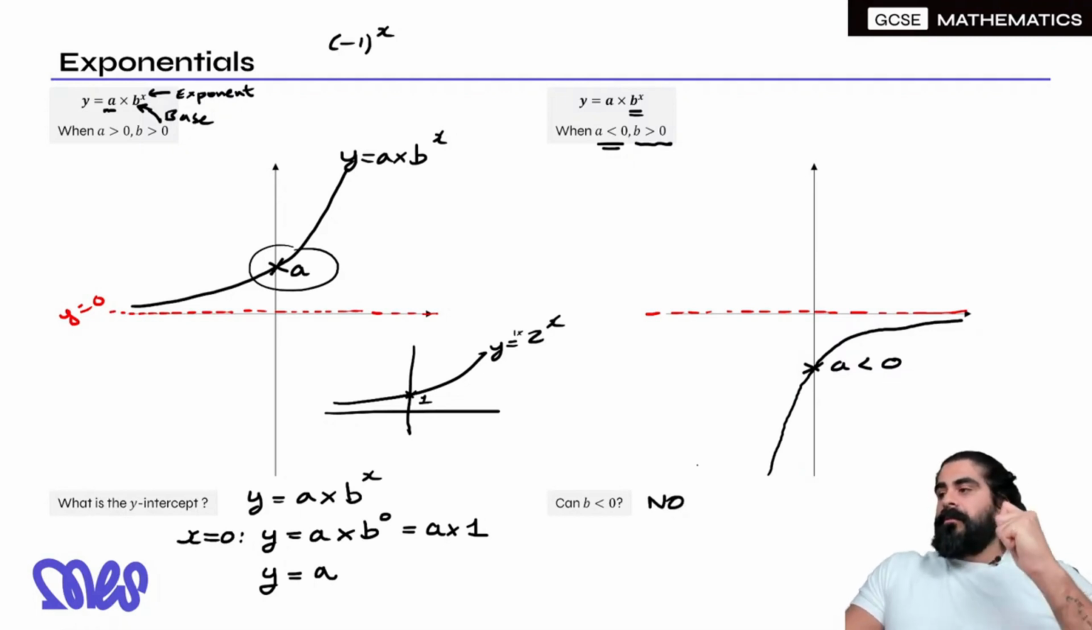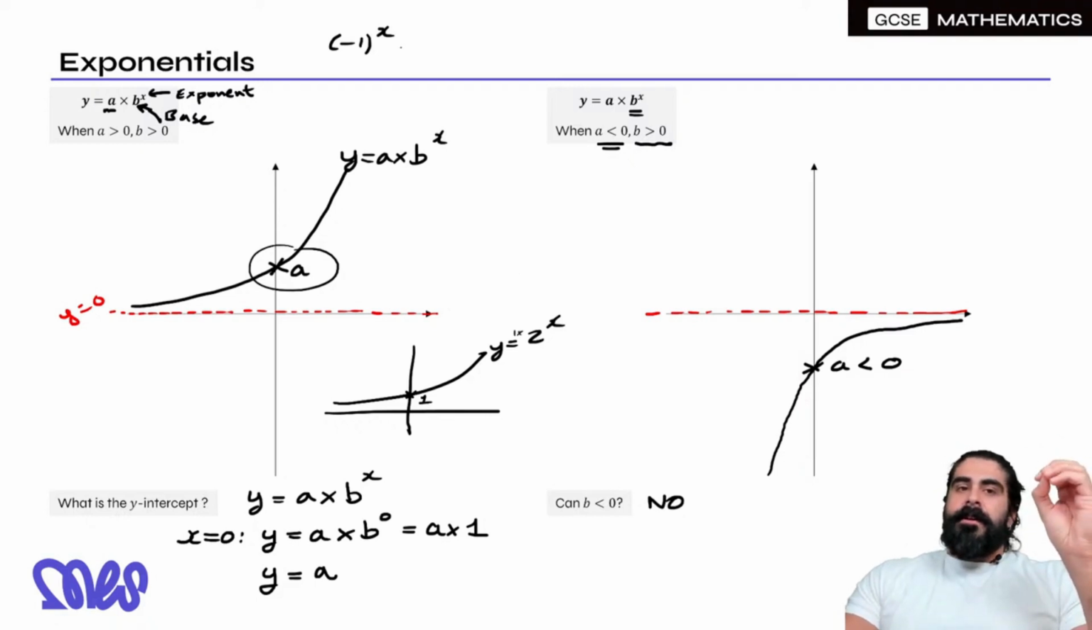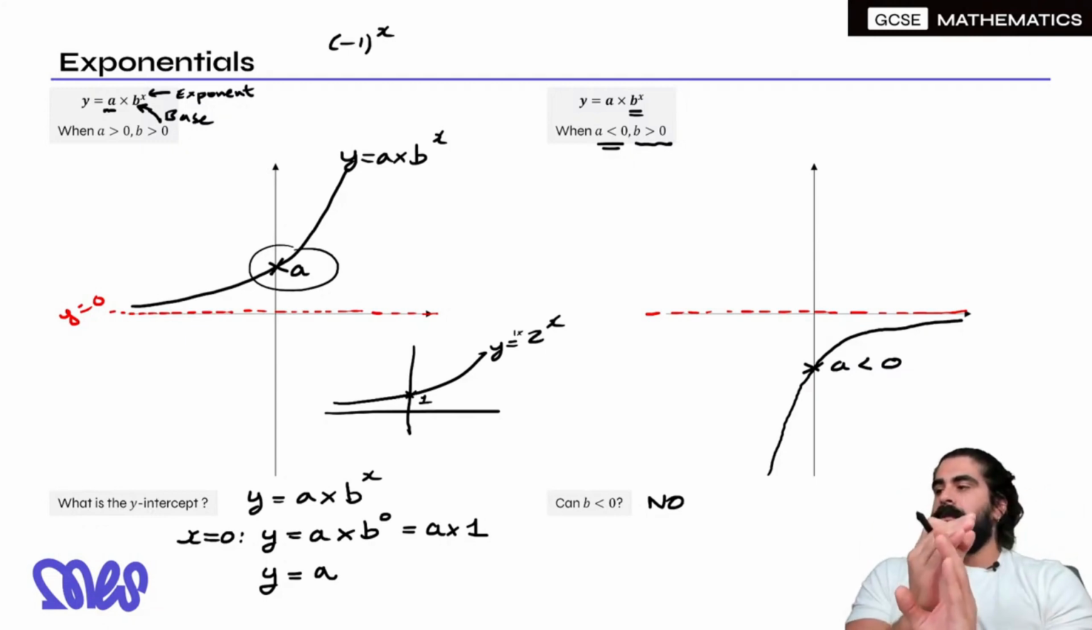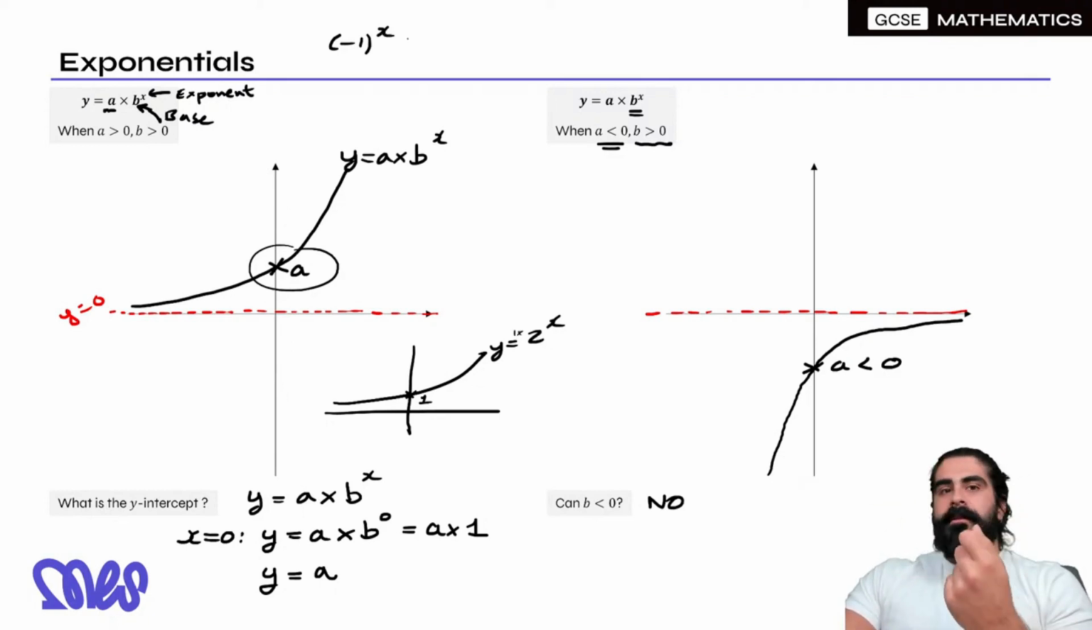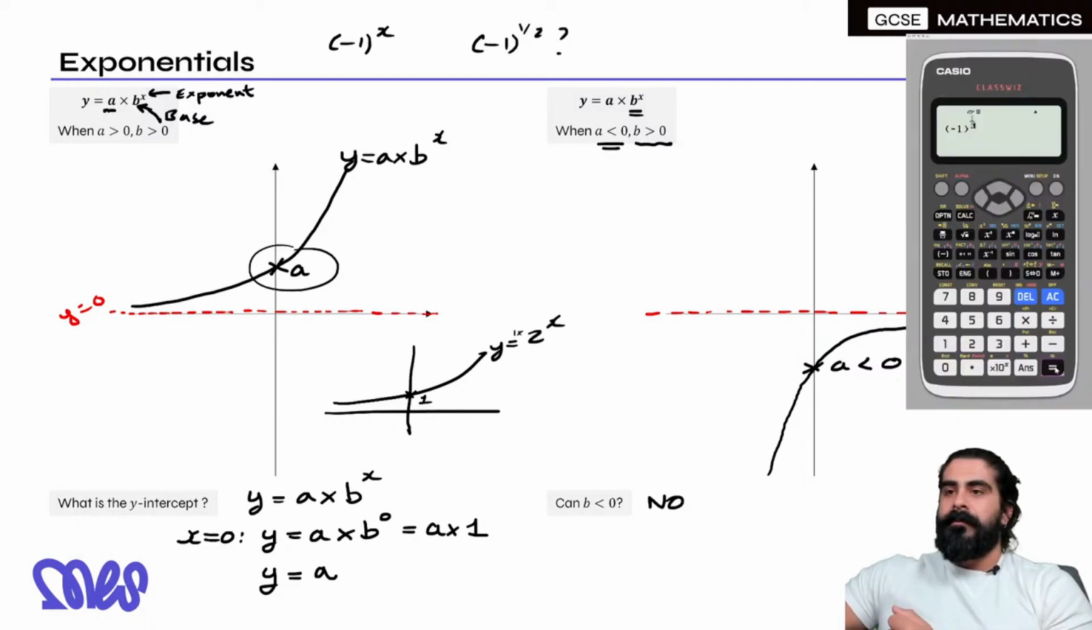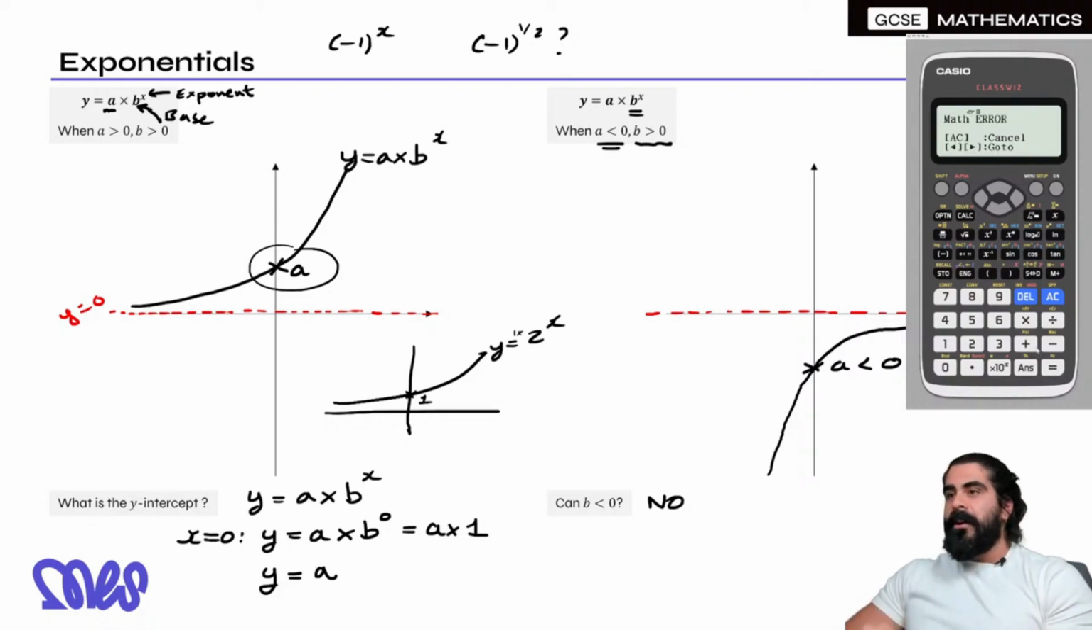Now, the reason we can't do negative bases is because x is continuous, meaning it's not just x is 1, 2, 3, 4, etc. x could be a half. Then the question is, what is -1 to the power of a half? I can show you my calculator. Okay, great, it doesn't work.